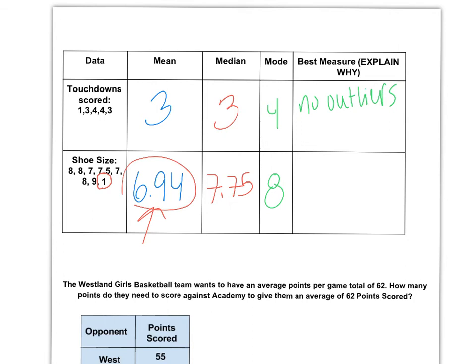So the best thing to go here would probably be your median. Your mode gives you a relatively good representation of the data, so that wouldn't be a bad thing here, but it's not really talking about choice and stuff like that. So the median would be the best way to represent this data. So the median because of the outlier.